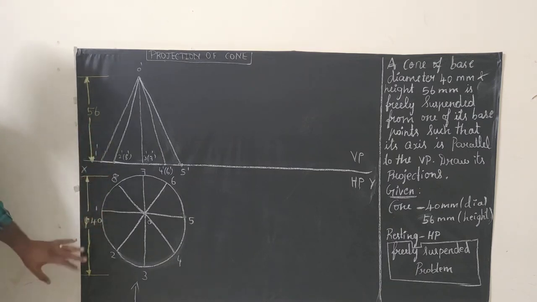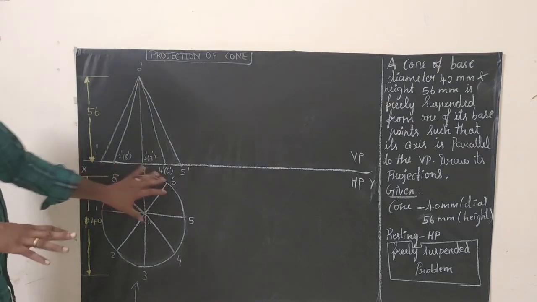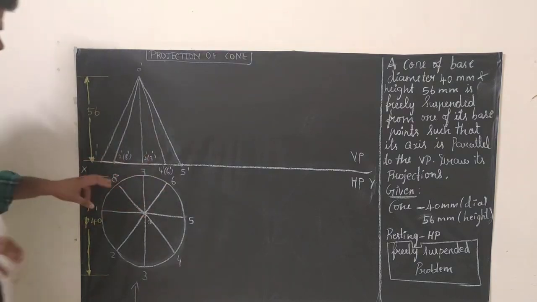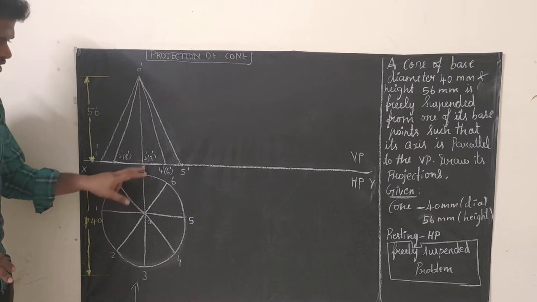So this is the extension line. These things I will explain in the last. So the top view is over. Now coming back to the front view. When you are drawing the top view, you should not touch the reference line.